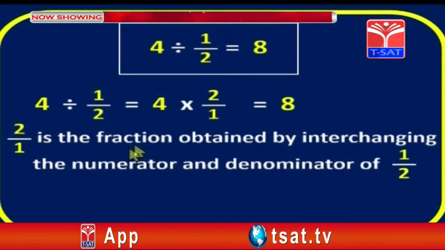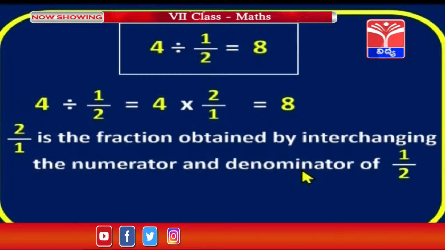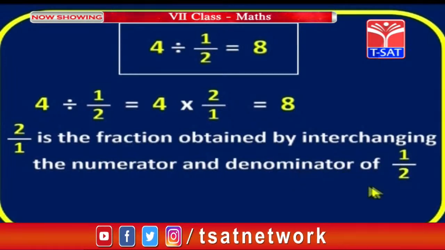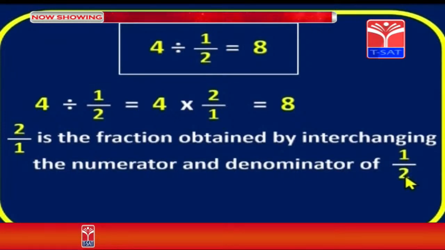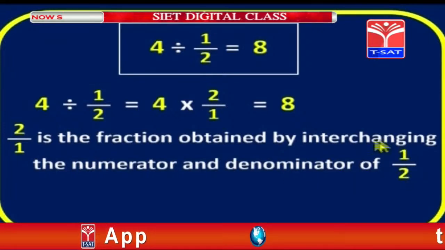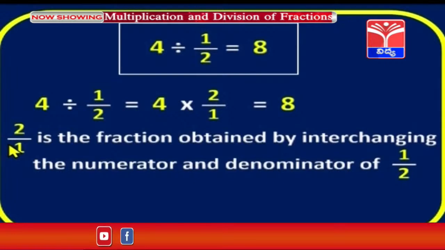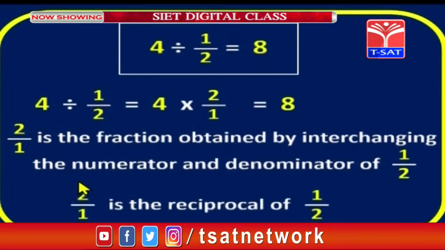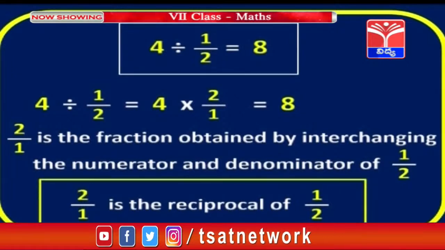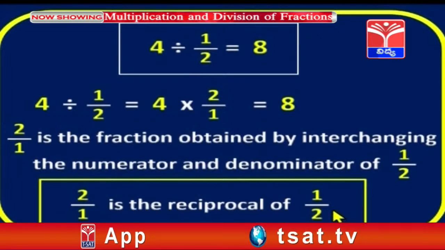2 by 1 is the fraction obtained by interchanging the numerator and denominator of 1 by 2. Okay children, try to understand this sentence. Numerator is 1, denominator is 2. What I have done? I have interchanged the numerator and denominator. So 1 by 2 is written as 2 by 1. So we can call 2 by 1 the reciprocal of 1 by 2.